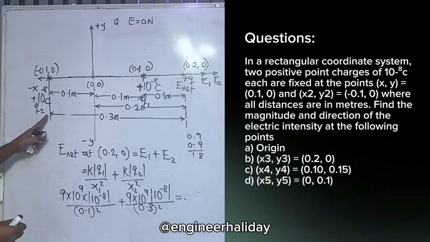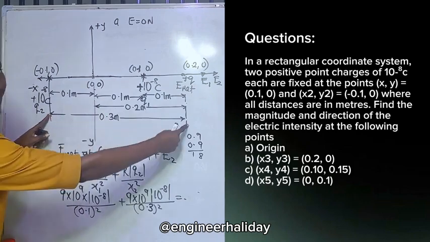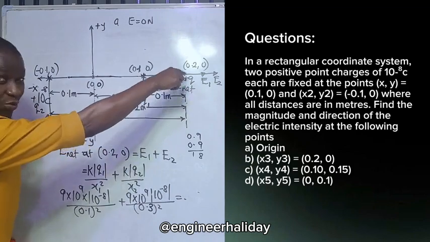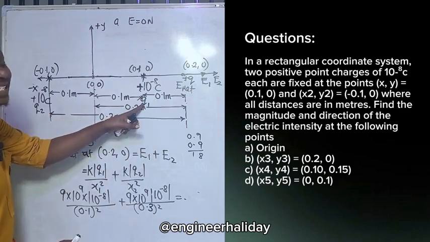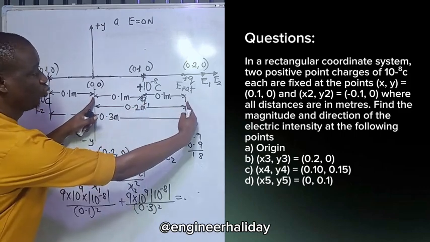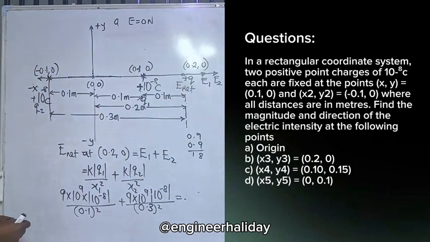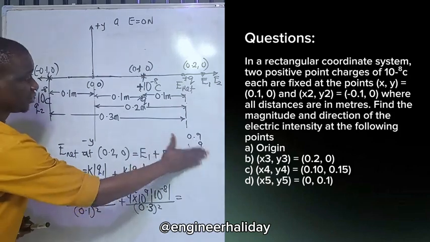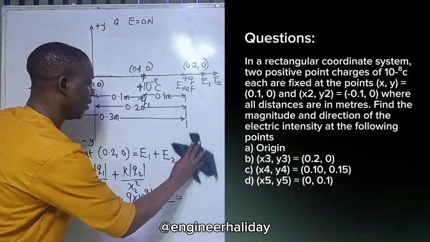So work with that one for me, because from here to this place is 0.3 now. You understand? Q2 has a distance of 0.3 from the place we are calculating from, then 0.2, then Q1 has a distance of 0.1 from where we are calculating, because from here to here is 0.2, from here to here is 0.1. So it will not be 1.8. That's wrong. So let's get the right answer so that we can move ahead.